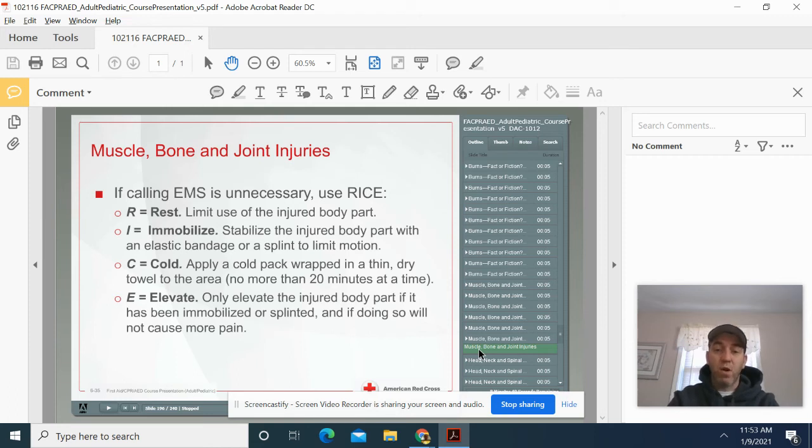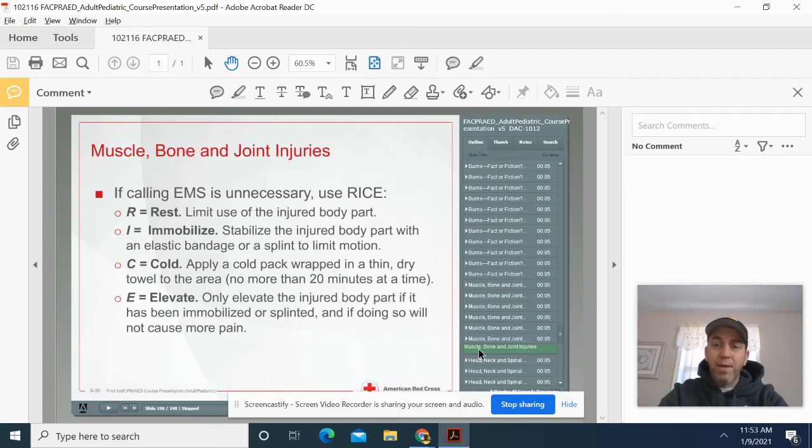Cold. Apply a cold pack wrapped in a thin dry towel to the area. No more than 20 minutes on and then 20 minutes off. 20 minutes on, 20 minutes off. What that's going to do is reduce the inflammation. So when there's a bone break, blood's rushing to that scene. That's putting pressure on the nerves that causes pain. We want to reduce that swelling and pain. We just want to slow it down. The body has to heal, but we want to reduce the swelling.